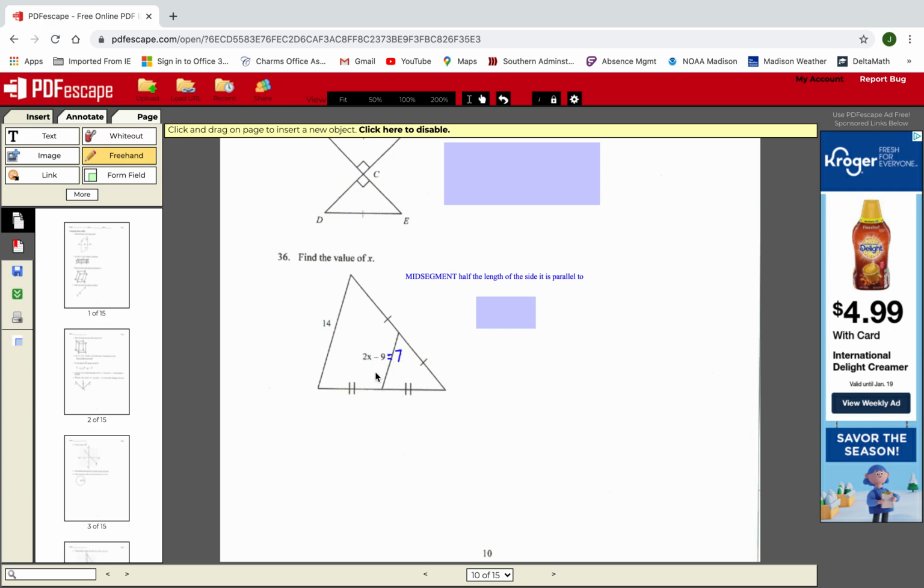Set that equation up and then solve for x. Add 9 to both sides, and I get that 2x equals 16. Divide both sides by 2, and I get that x equals 8. And again, those values may well be different on the actual exam, so make sure you understand the concepts.